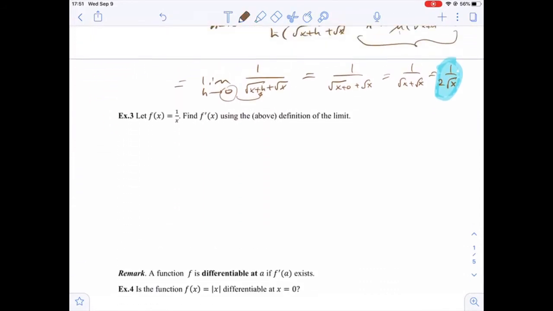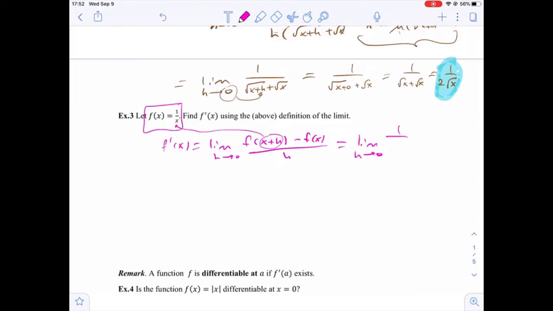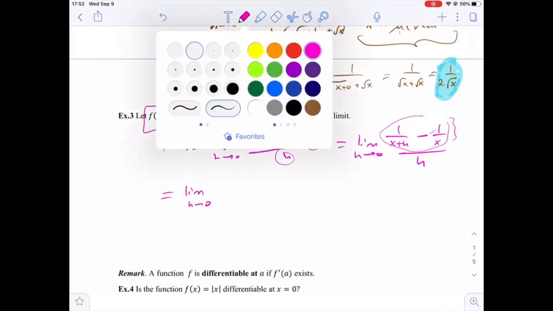Now, a final example on the definition, the function 1 over x. So the derivative is the limit of f of x plus h minus f of x, all over h, as h goes to 0. Then we plug x plus h here, so we get 1 over x plus h minus f of x, the same original expression. We divide by h then, and since we have a fraction in the numerator, we need to get a common denominator. How to get a common denominator? It's simple. We cross multiply these.